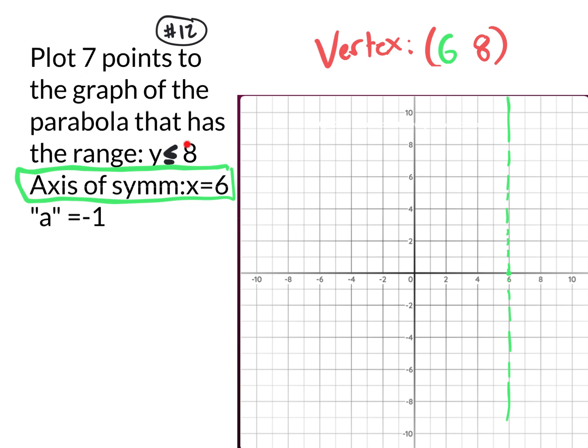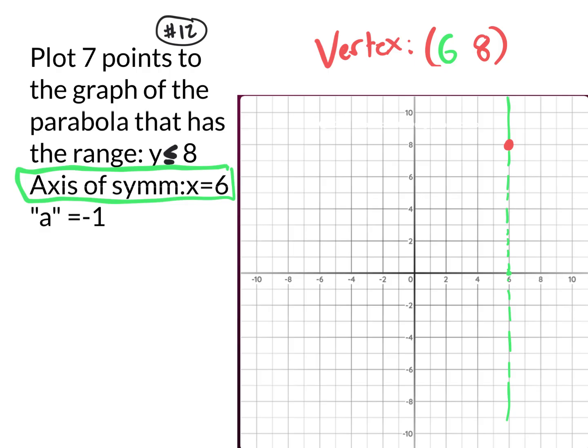The range is less than or equal to 8. So they're telling you that the highest point, the highest y value, is 8. So they're giving you the vertex. So now you could go to 6, 8. That is 6 on the x, 8 on the y, and you put a dot right there. Okay. Now we need more points.